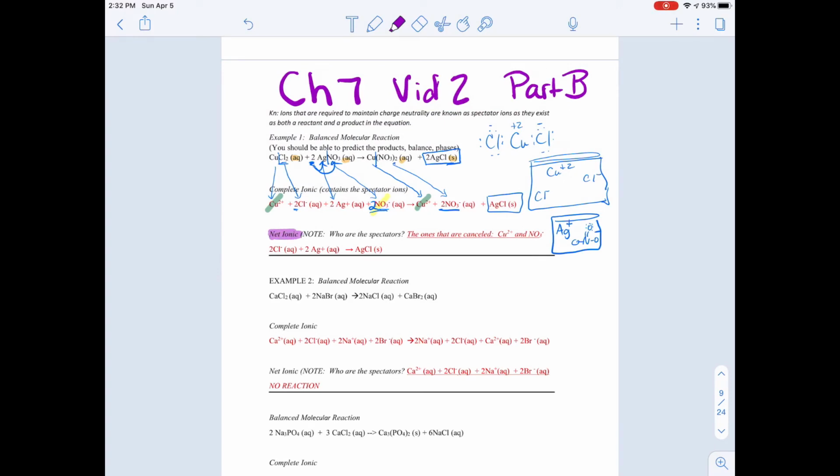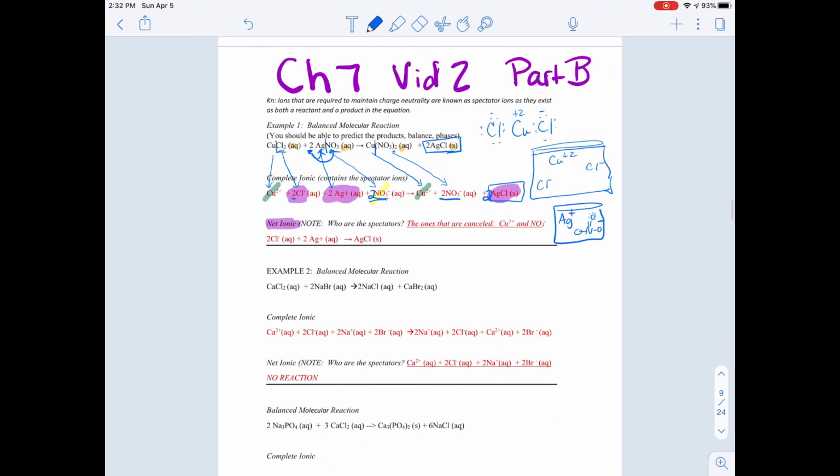So our net ionic equation comes from this and this making this. And you may have caught the other error too. Should have been a 2 in front of that. All the atoms on the left should be equal to the atoms on the right. So it's kind of like a little self-check.